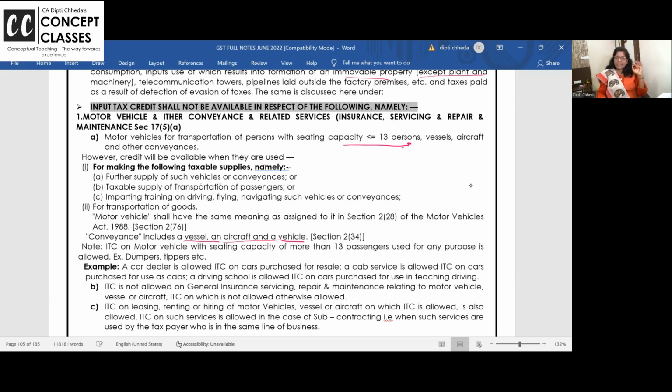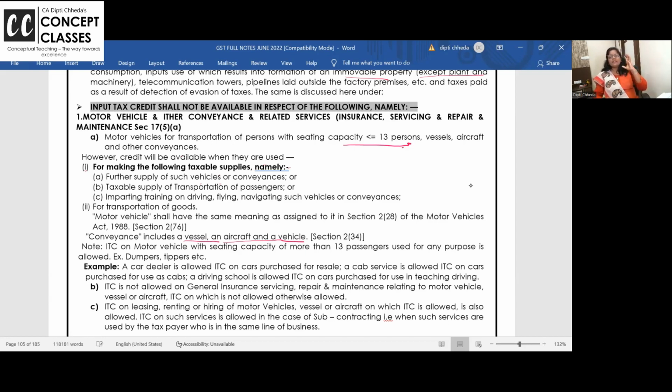Motor vehicle with less than 13 seating capacity, ITC can't be availed. Vessel, aircraft, other conveyance ITC, unless you are dealing with the supply. You are buying a vessel and you are selling a vessel, ना. कुछ लोग ऐसे ships बनाने का काम करते हैं, aircraft manufacturing का काम है, तो they can avail. Or taxable supply of transportation of passengers.